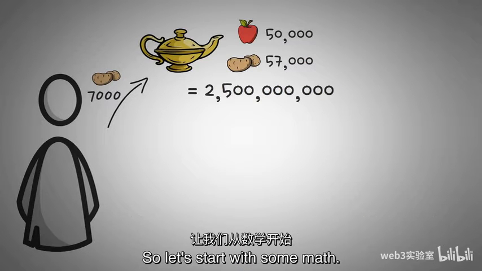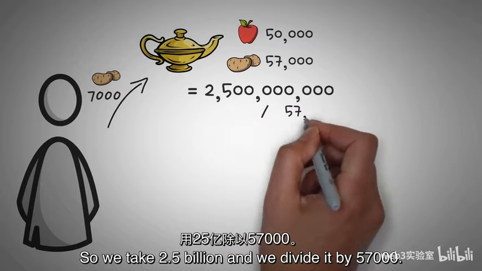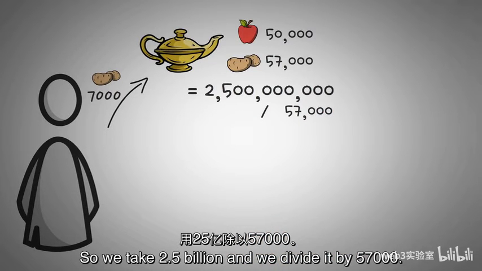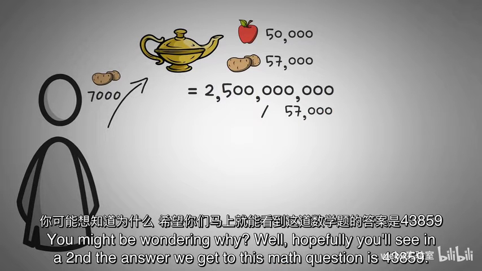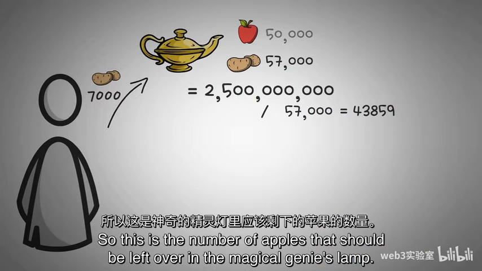So let's start with some math. We take 2.5 billion and divide it by 57,000. You might be wondering why? Well, hopefully you'll see in a second. The answer we get to this math question is 43,859. This is the number of apples that should be left over in the magical genie's lamp.